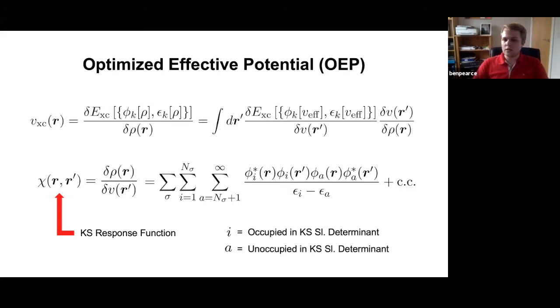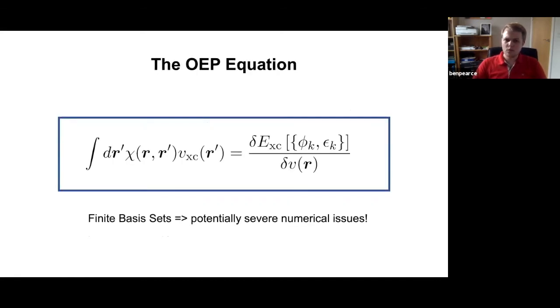By utilizing the functional chain rule, we can re-express this in the following way and recognize on the far right-hand side the inverse of the so-called Kohn-Sham density response function, which is shown on the slide below. So the response function is the sum over the occupied and the unoccupied Kohn-Sham orbitals within the Slater determinant. By inverting this equation, you can then get the famous OEP equation. This equation has been around for a long time.